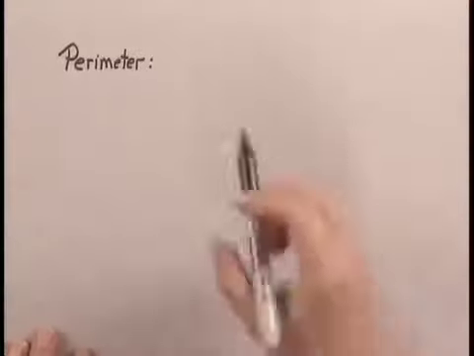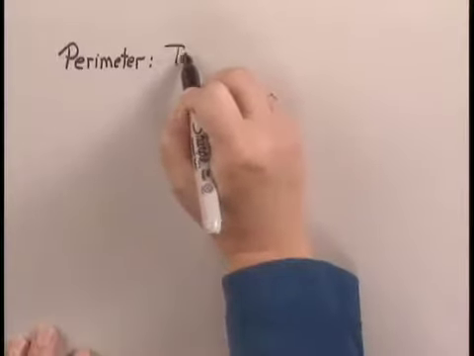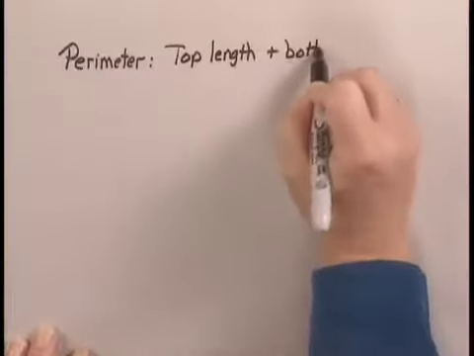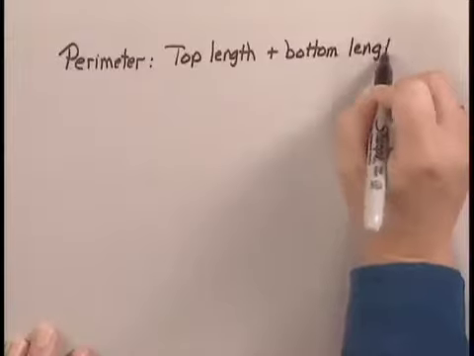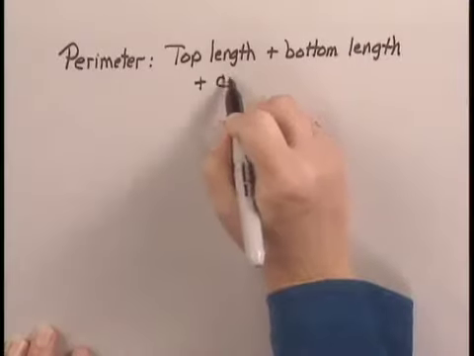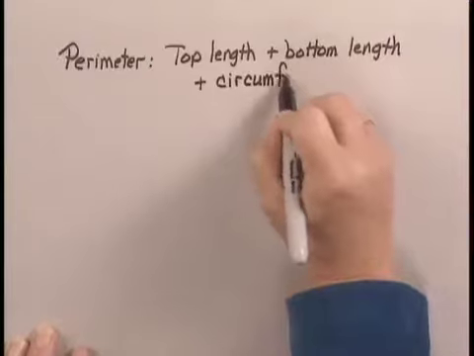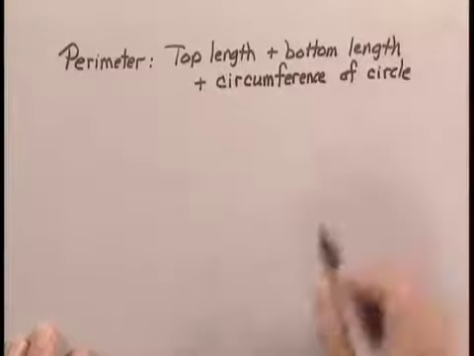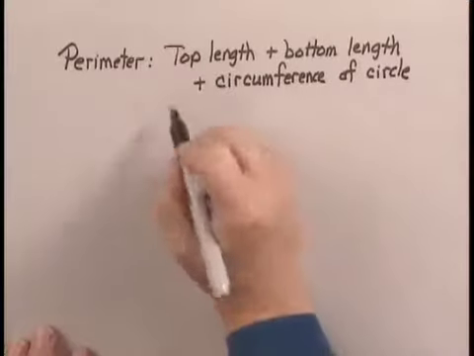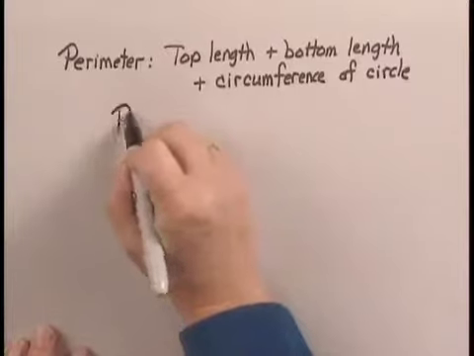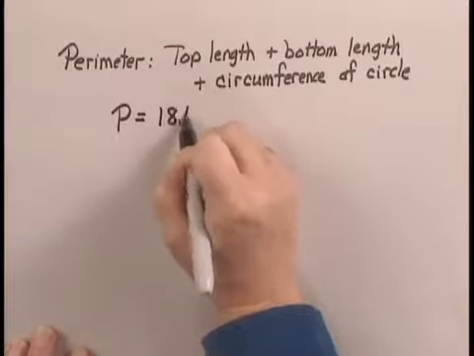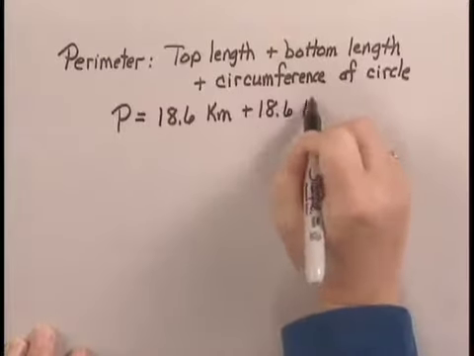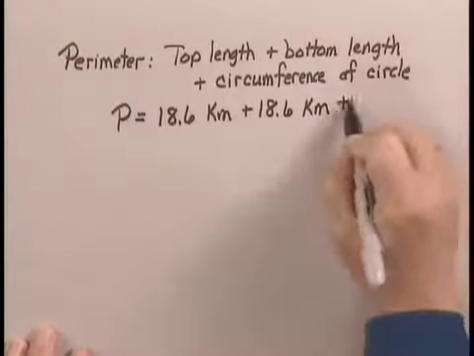To write it in a different way, we have the top length, plus the bottom length, plus the circumference of the circle, the 2/2 put together. Now the perimeter equals the top length, which was 18.6 kilometers, plus the bottom length, which was 18.6 kilometers, plus the circumference of the circle.